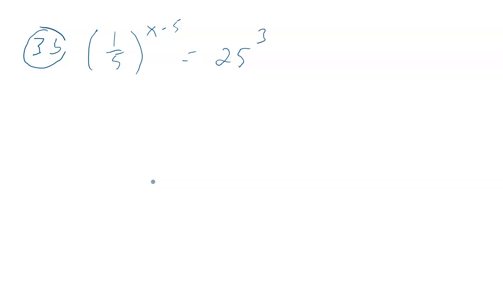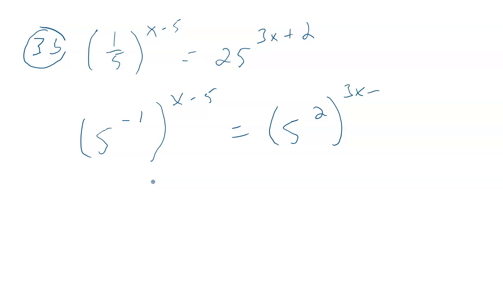31 is a skip. 33, same stuff. So here's 33. I got 1/5 to the x minus 5 is equal to 25 raised to the 3x plus 2. Okay, same thing. Obviously base 5, so this is going to be 5 to the negative 1, the same thing as 1/5. X minus 5 is equal to 5 squared raised to the 3x plus 2.